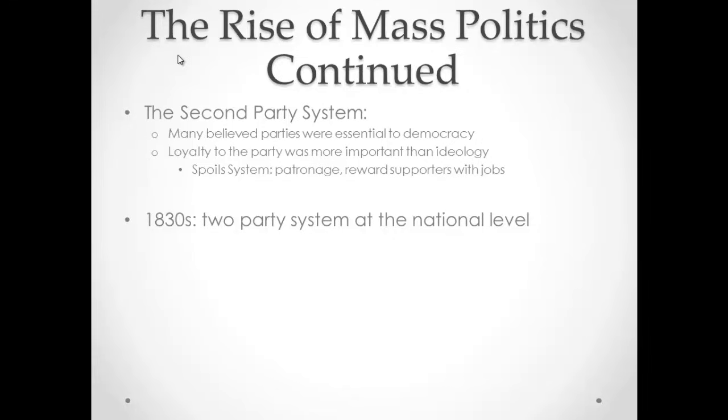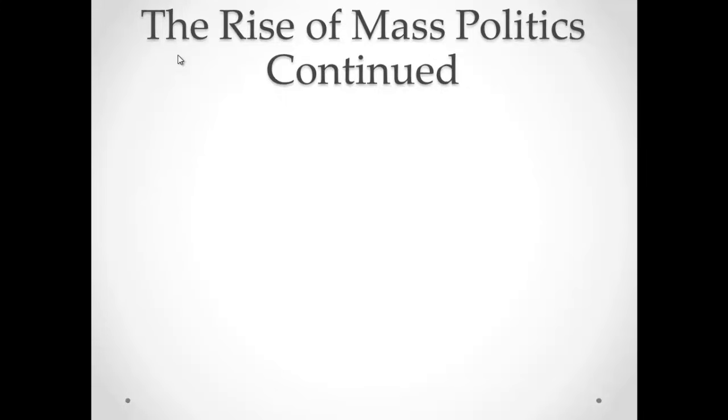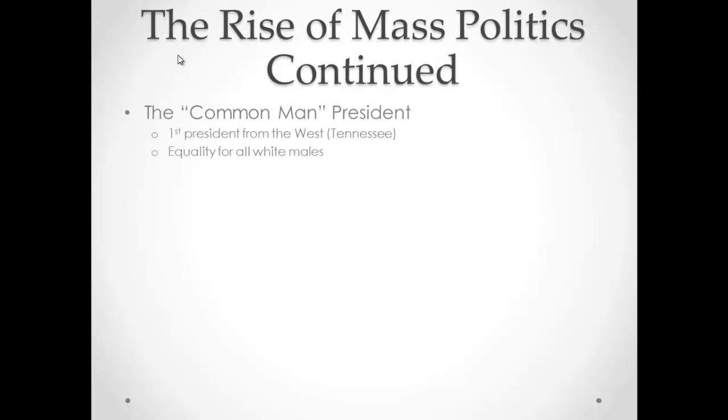Now in the 1830s, we see the two-party system at the national level. We have the Democrats, which are led by Andrew Jackson, and the Whigs, which are led by Henry Clay. The common man president, you often hear Andrew Jackson called. So why is that? Well, he's the first president from the West, from Tennessee. You see that there's equality for all white males. He is against wealthy Eastern establishments such as the Bank. He hated the Bank of the United States. He felt that it was only beneficial to the rich.